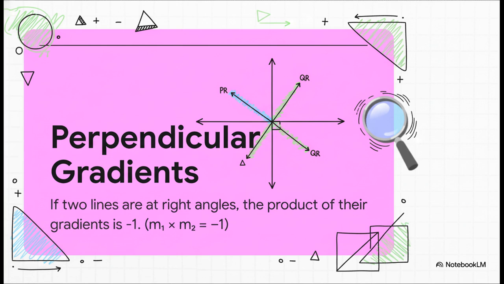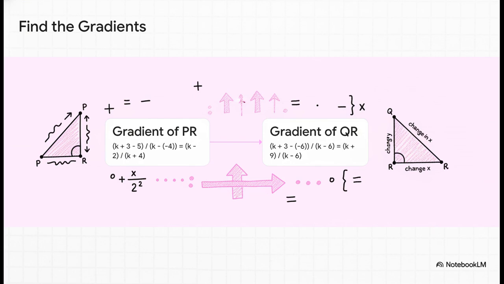So our plan is simple. Find the gradient of the line from P to R, find the gradient of the line from Q to R, and then use this rule to build an equation. So we just need to use our good old rise over run, or change in y over change in x formula. We plug in the coordinates we have, and since R has k in it, our gradients are going to be expressions that also have k in them. That's exactly what we want.